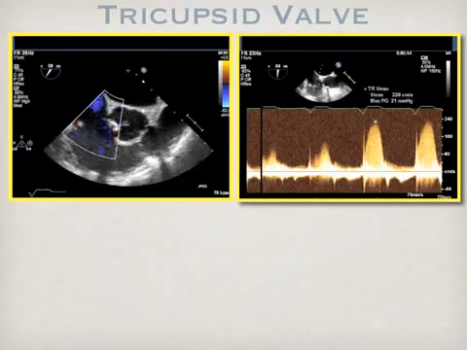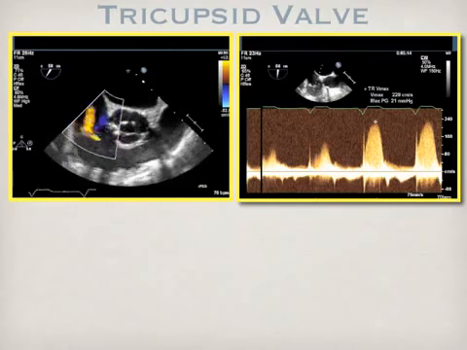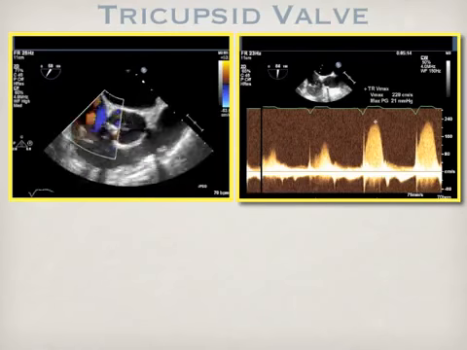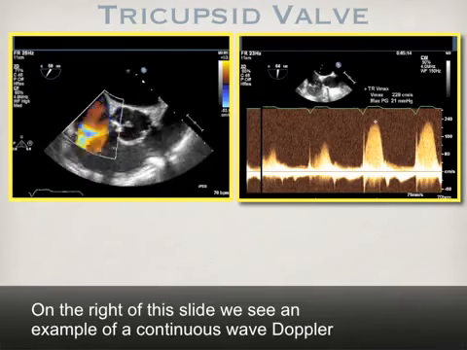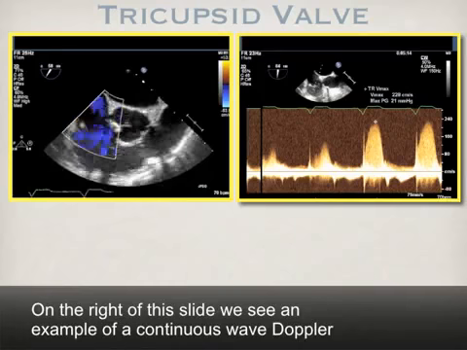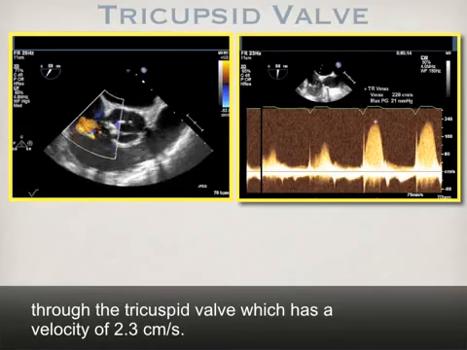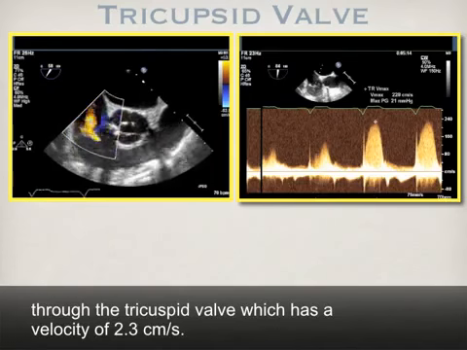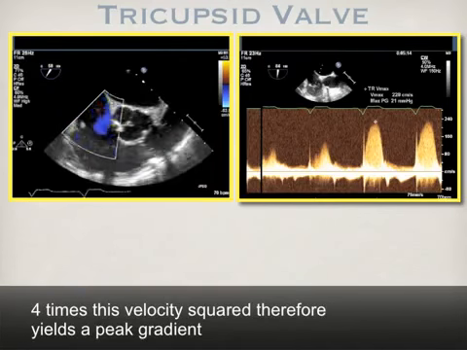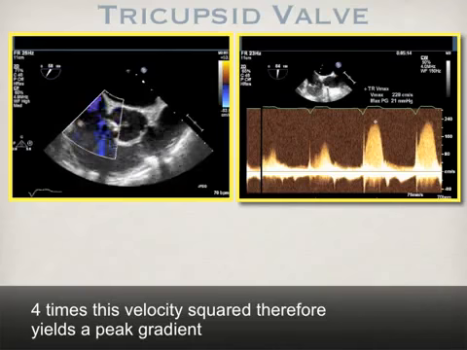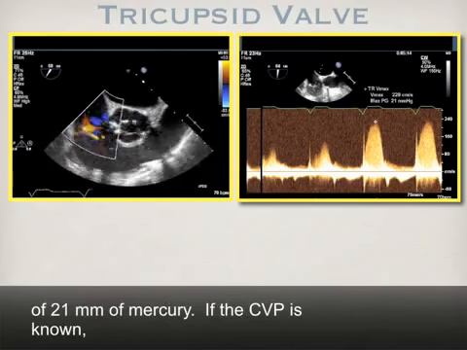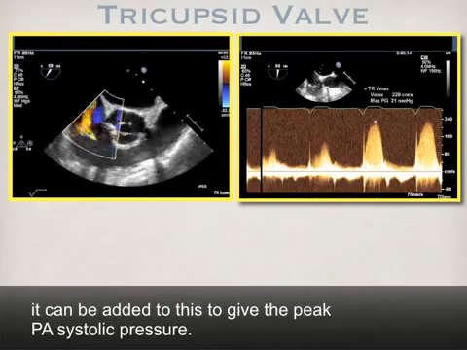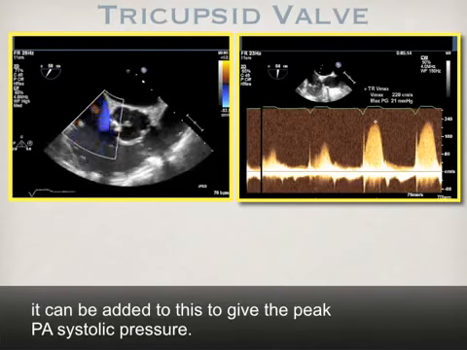The RV inflow-outflow view can also be used to the same result in calculating PA peak systolic pressures. On the right of this slide, we see an example of a continuous wave Doppler through the tricuspid valve, which has a velocity of 2.3 meters per second. 4 times this velocity squared, therefore, yields a peak gradient of 21 millimeters of mercury. If the CVP is known, it can be added to this to give the peak PA systolic pressure.